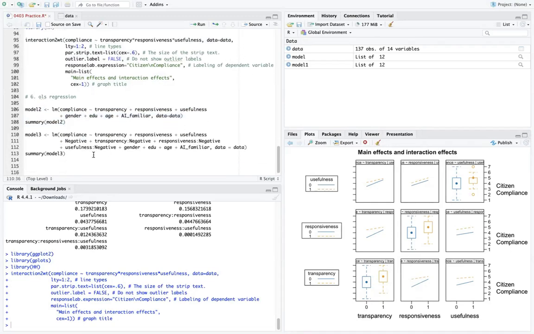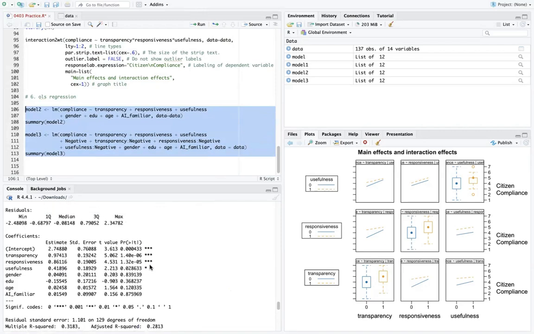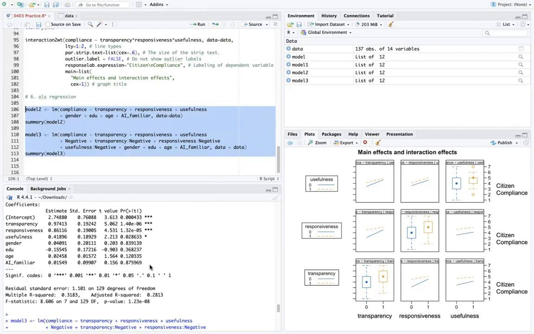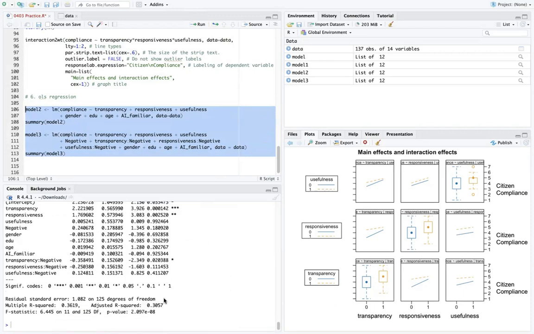And then the next one is the moderating model. Based on the basic model, we added the moderator negative information bias and its impact on the three independent variables. Like we added the interaction effects of transparency, negative information bias, responsiveness, usefulness, and also the control variables. So we run these two linear regression models, so we can get the results, which show the p-value, t-value, standard error, and the coefficient, and also the r-squared.